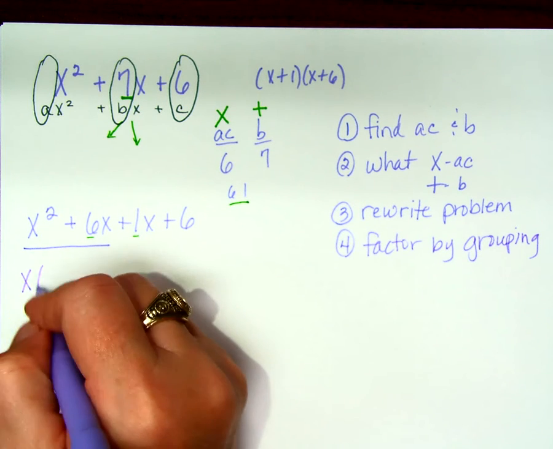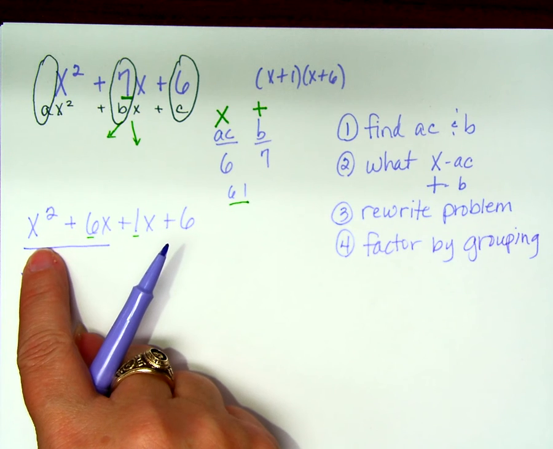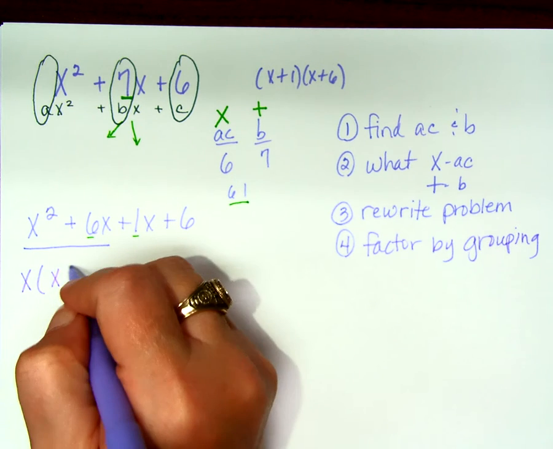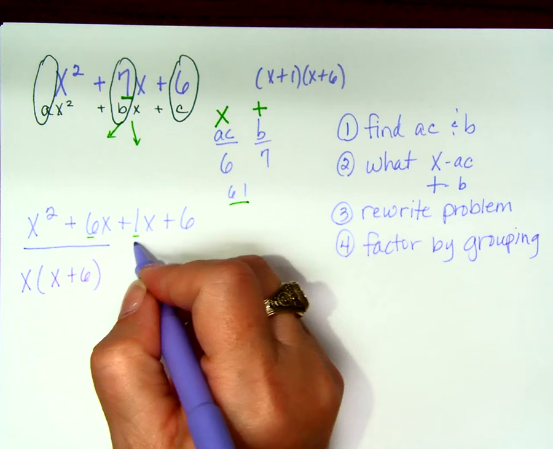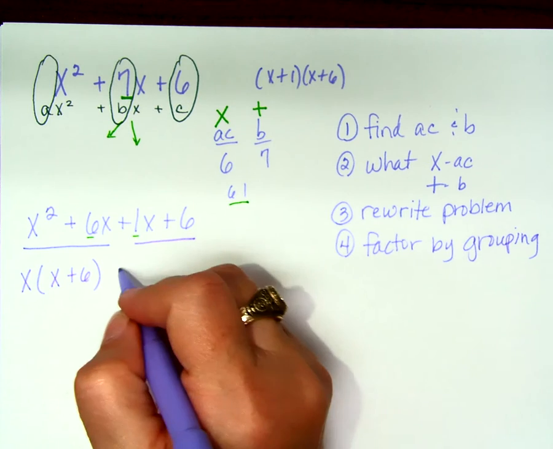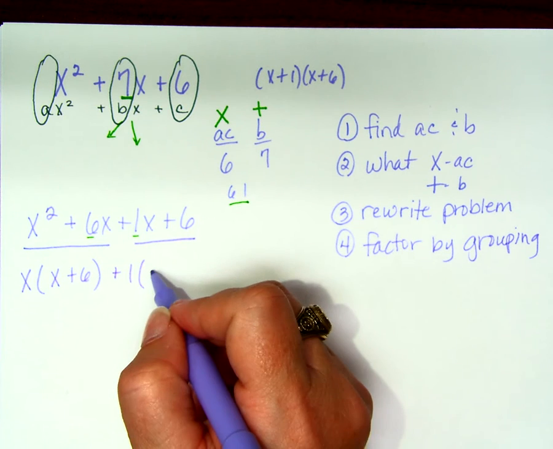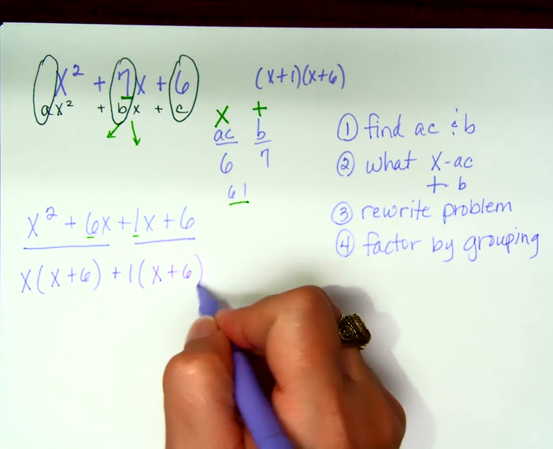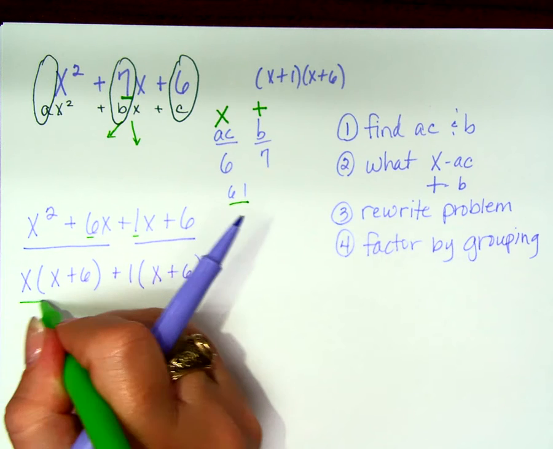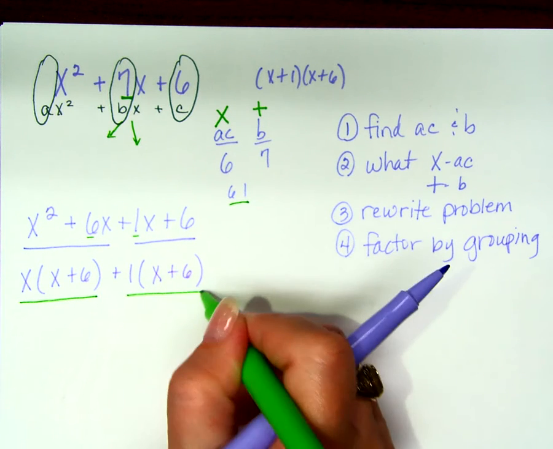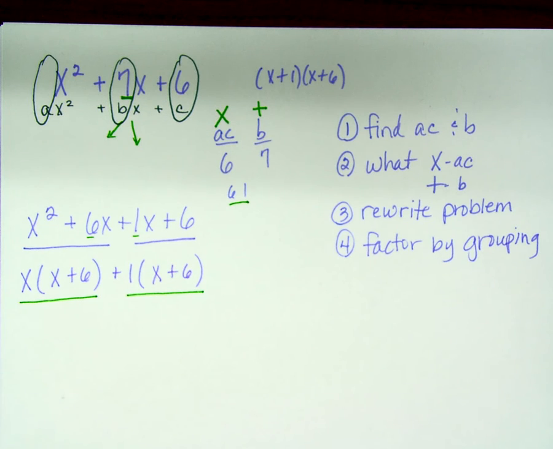X. What's left over if I divide out an x? X plus 6. What's common in these second two terms? A 1, because I have to factor something out, don't I? What's left over if I factor out a 1? X plus 6. Now, this is a term and this is a term, right? What's common in those two terms?